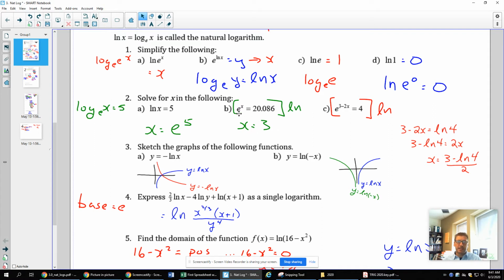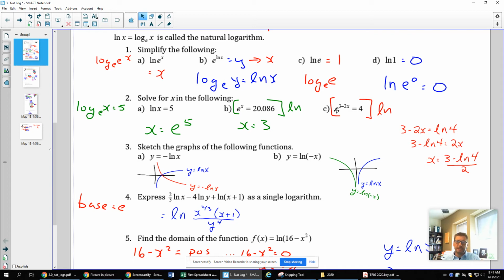Solve for x. How do you get rid of a base? You take the logarithm to match that out. So if you take the natural log of e, the bases are the same, the answer is the exponent, and then the natural log of this number is 3. And that's one of the ones that we used in our graph a couple of days ago.